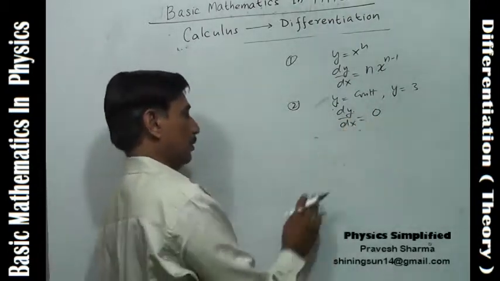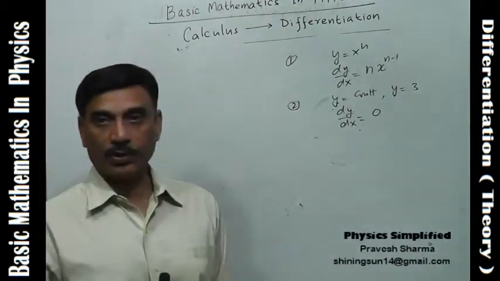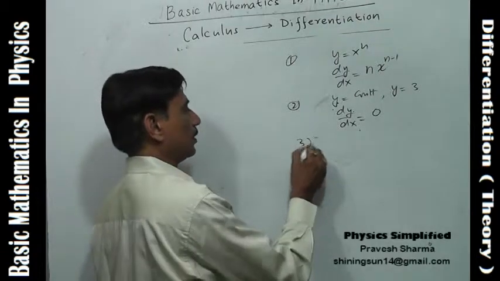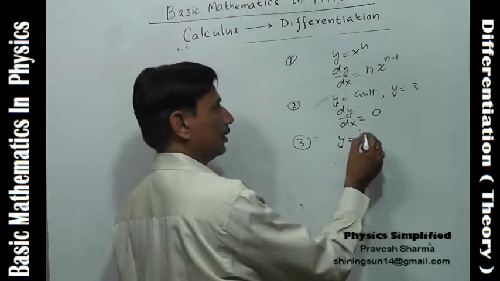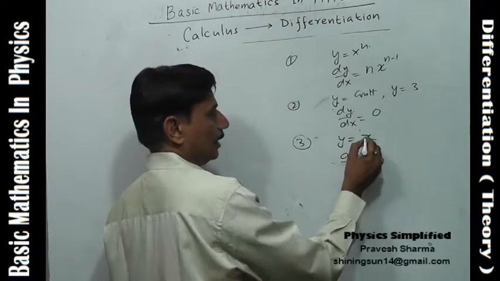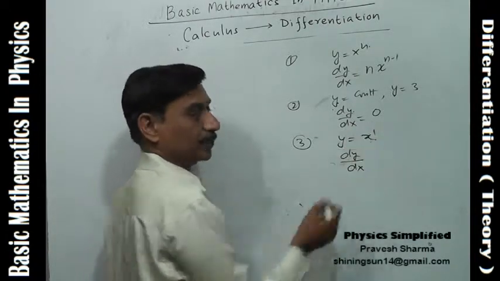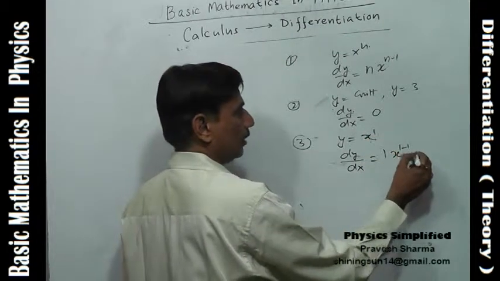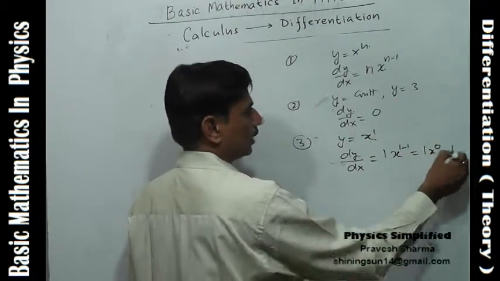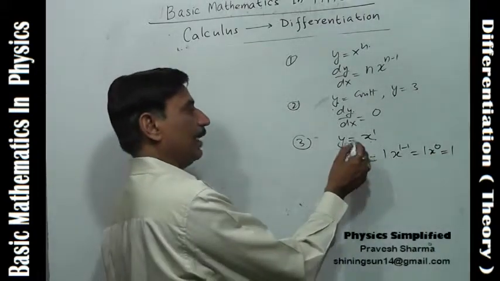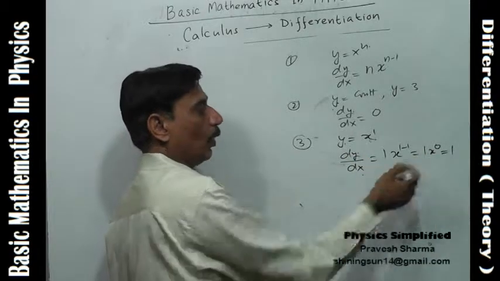So remember, if y is constant, dy by dx is equal to 0. The derivative of a constant is 0. Third, if y is equal to x, then you can use the same formula. That is, dy by dx, I can write x as x to the power 1. So 1 comes down, x to the power 1 minus 1 is x to the power 0, which is 1. So if y is equal to x, dy by dx is equal to 1 only.